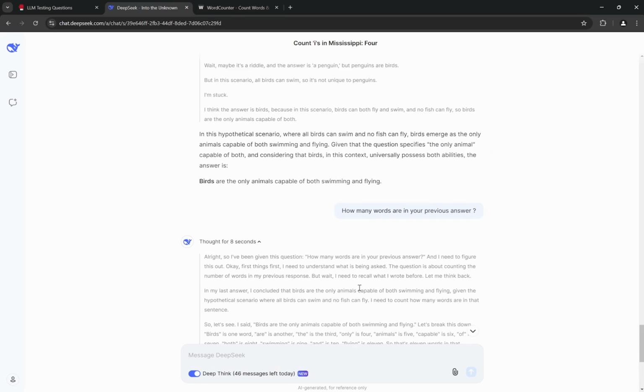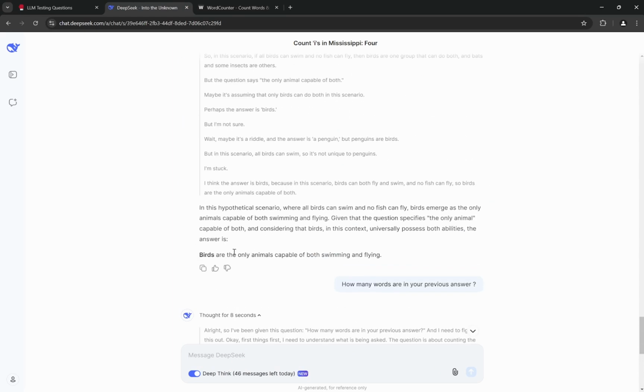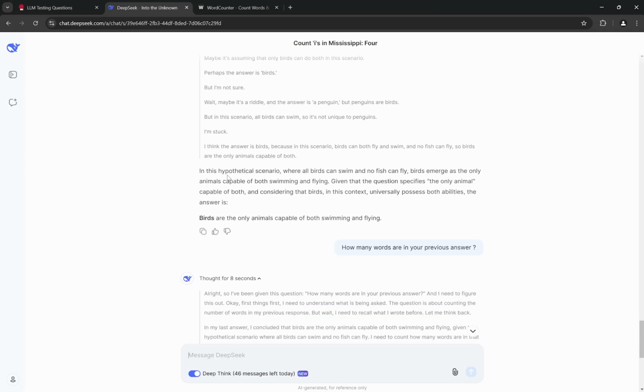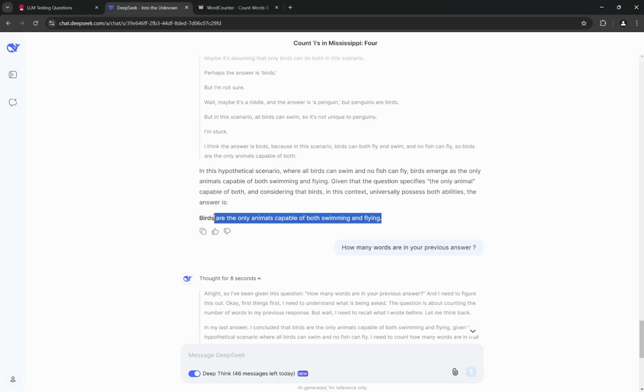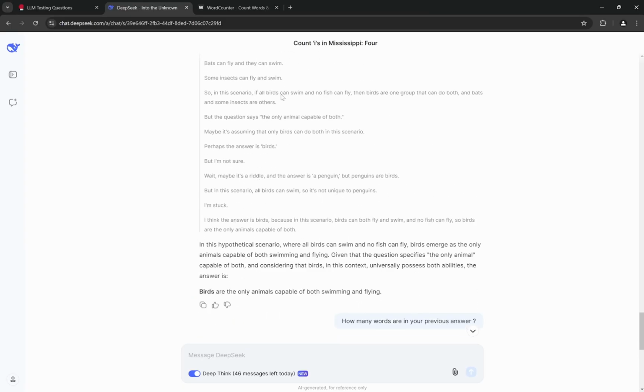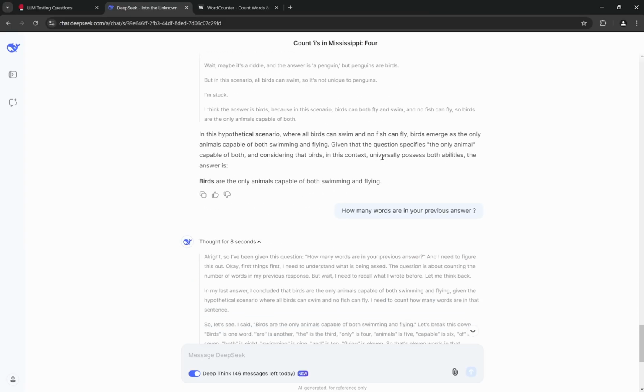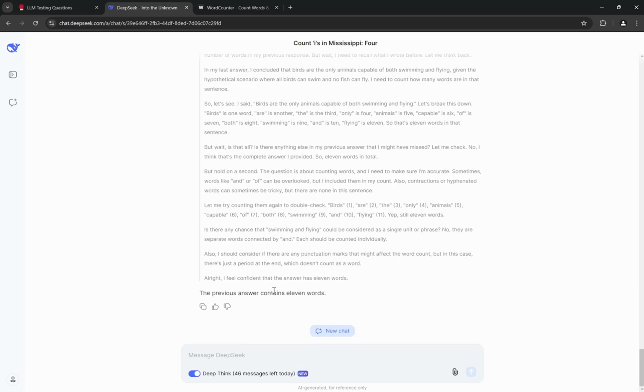It gives us 11 words, which technically... Okay, so for some reason, I thought that it would take all of this, but it actually took just this one. So what it does is that it thought, and here you can see it wrote "universally possess both the abilities. The answer is," and then this was the answer according to the LLM, and it gives the correct number of words, that is 11.